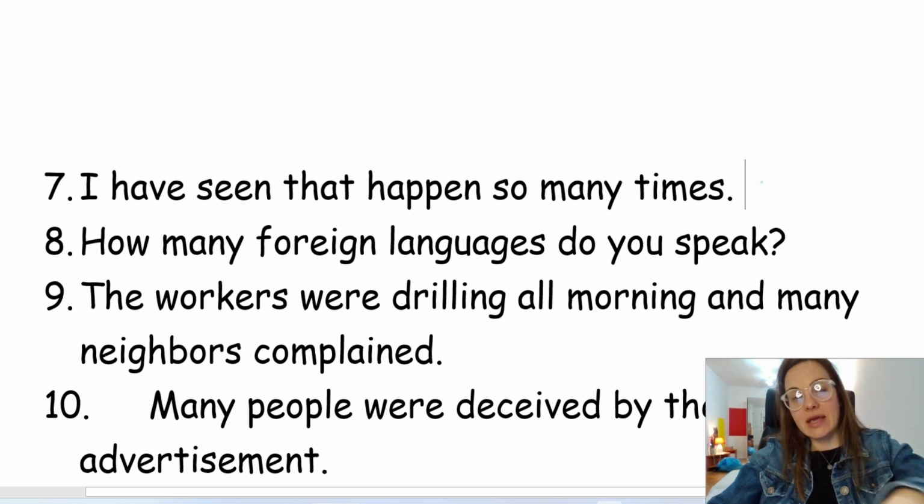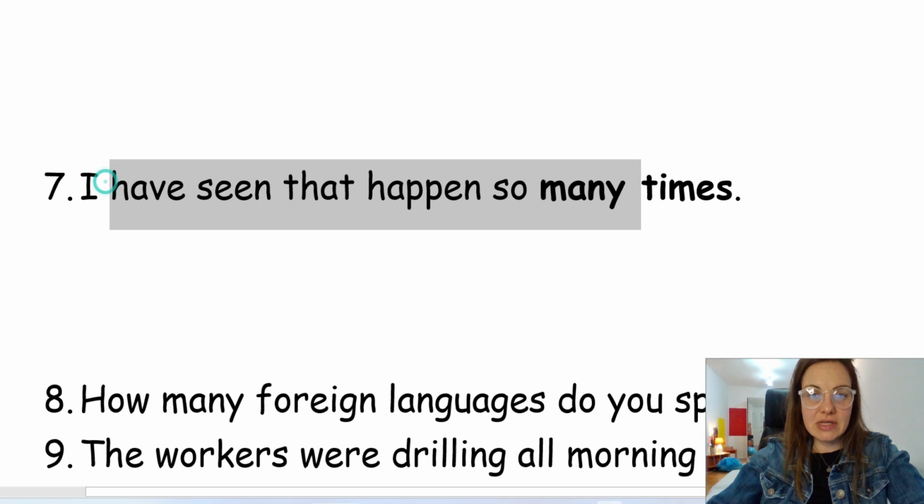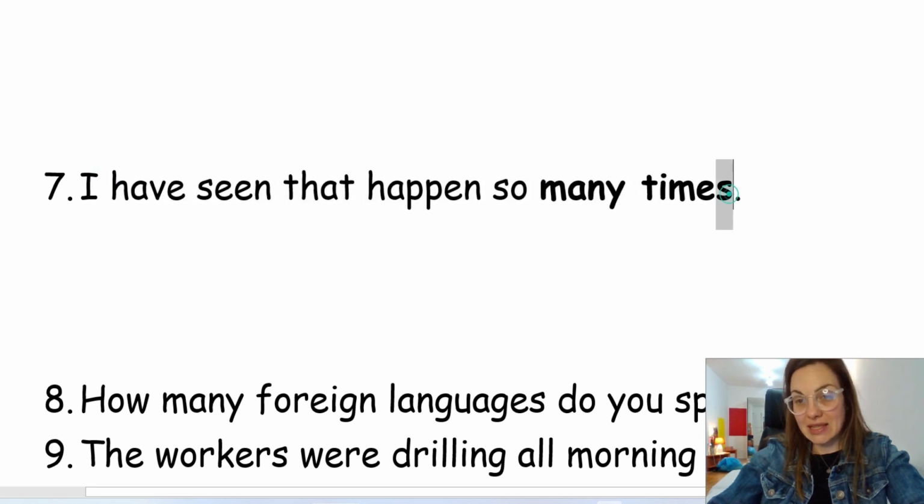I have seen that happen so many times. Again, time as a countable noun. So I've seen that happen 3 times, 4 times, 5 times, so many times.